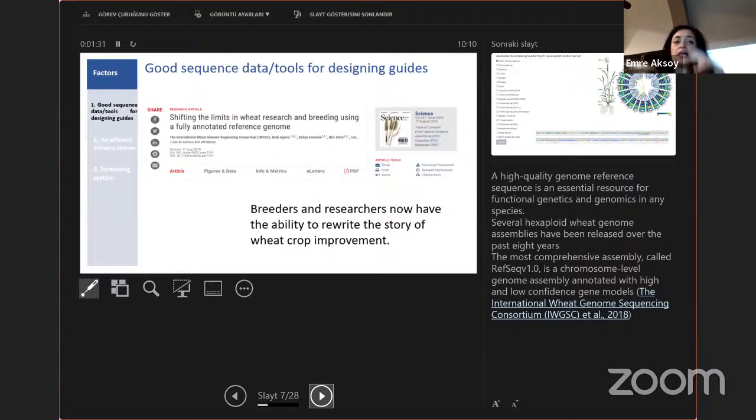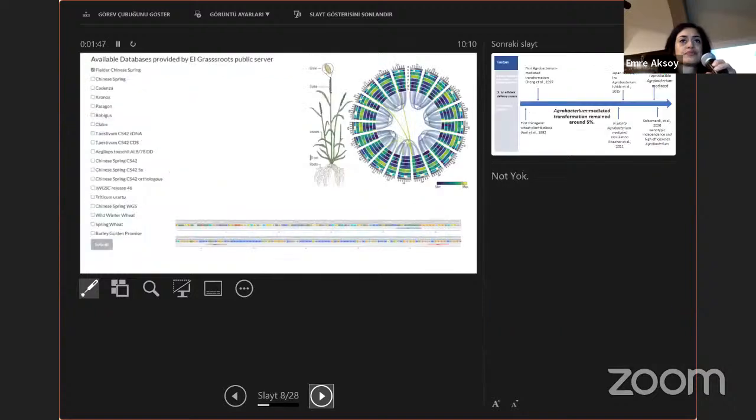In wheat, the good high quality genome was just released in 2018, and it was the Chinese Spring sequence. For years we used the Chinese Spring sequence as the genome sequence for designing guides, and we transformed Fielder. But recently, especially in the last 8 years, a lot of high quality hexaploid and tetraploid genomes have been released, and we can now use them efficiently in our CRISPR work.